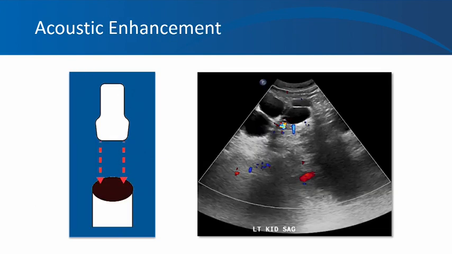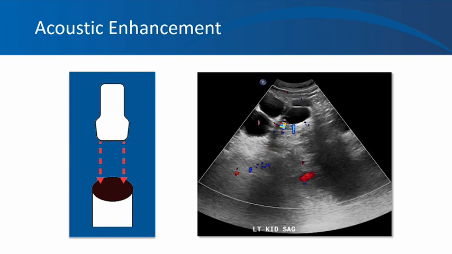Acoustic enhancement is the opposite of shadowing and is seen with structures that are excellent transmitters of sound waves. When the ultrasound beam encounters a focal weakly attenuating structure or a good transmitter, such as a cyst within the imaging field, the amplitude of the beam beyond this structure is greater than the surrounding area and is falsely displayed as increased echogenicity deep to the structure.